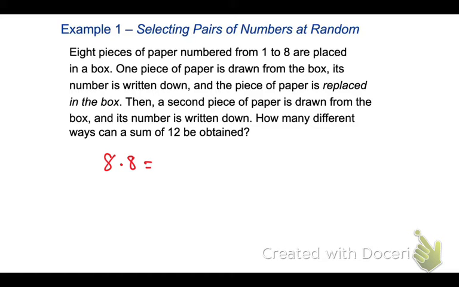So how many different numbers could I get? Oh, we want 12. I was just answering a vague question. Okay, so we want 12. I was answering a whole different question. Okay, so how can I get 12 with numbers 1 through 8?